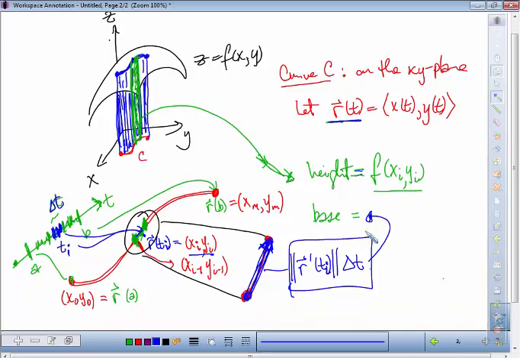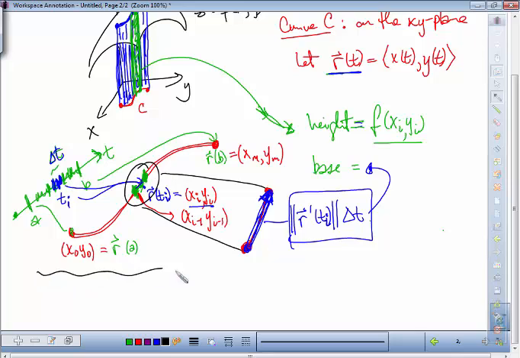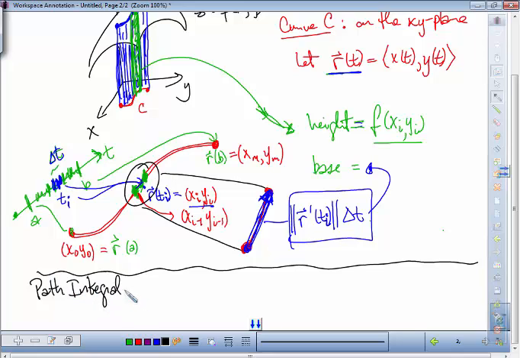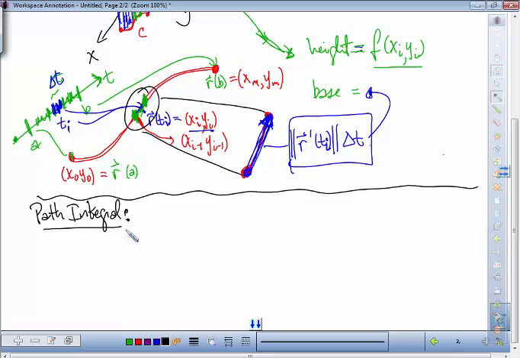Okay? So based on what we've done so far, I think we're ready to define what's called a path integral. Our path integral is a symbol to use for a path integral. We're going to say this is an integral of f over a curve C. Before we said the integral of f over an interval. Here we're going to look at this.